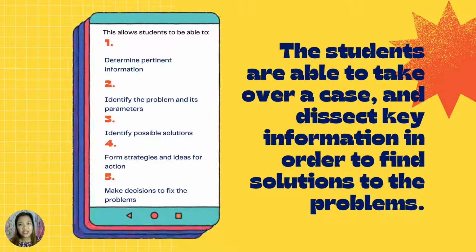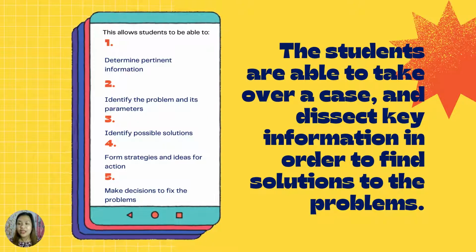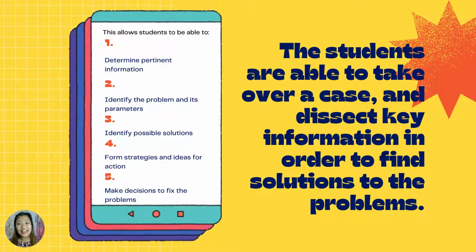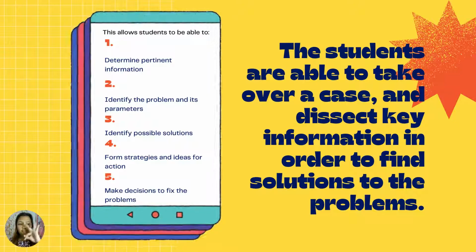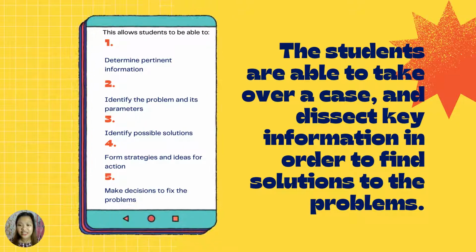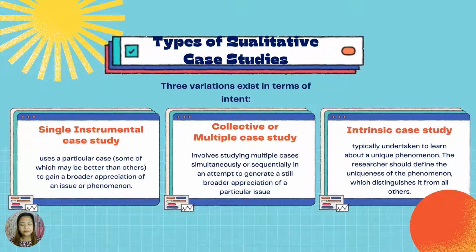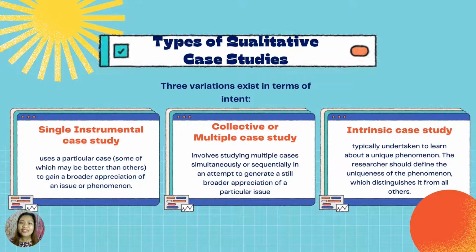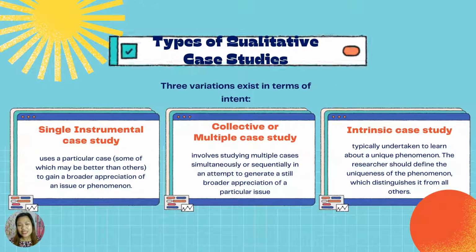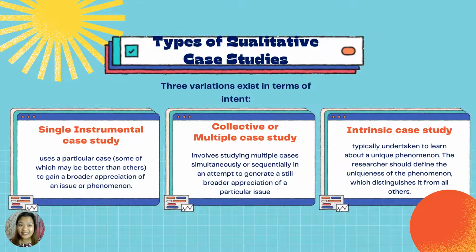First one is the single instrumental case study. Second, the collective or multiple case study. And third, the intrinsic case study. And let's find out how these three differ from each other. Again, these are the types of qualitative case studies in terms of intent. Let's have first the single instrumental case study.